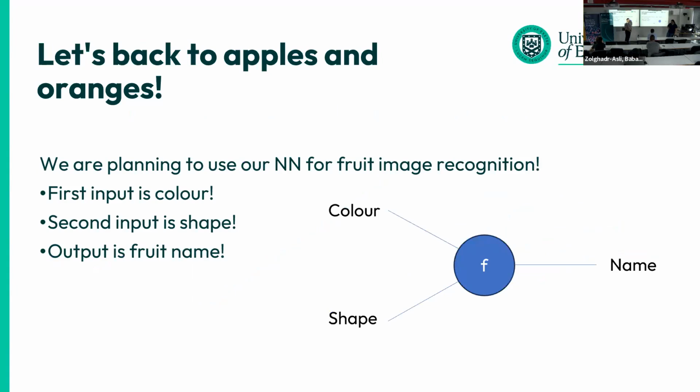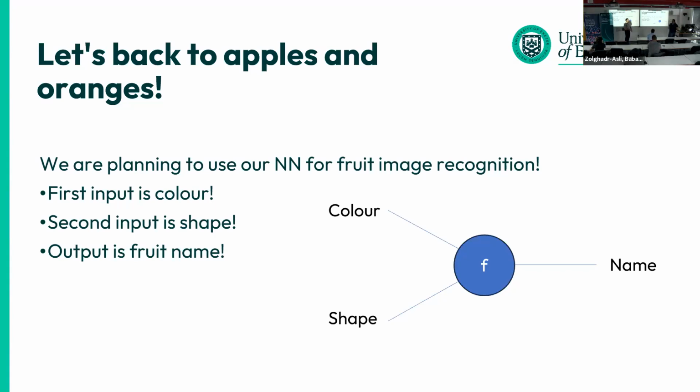But again, I'm so sorry to get back to the apples and oranges. We are planning to use a neural network for fruit image recognition, let's say. It is a neuron. The first input is the color, the second input is the shape of the fruit, and the output is the fruit name.